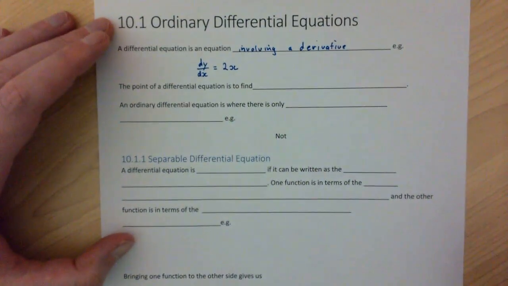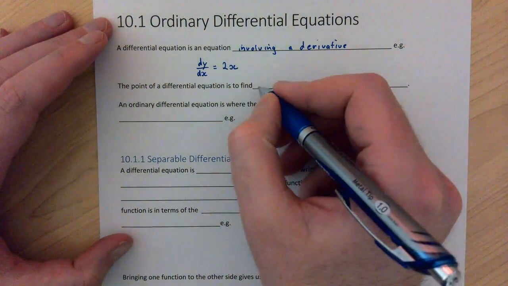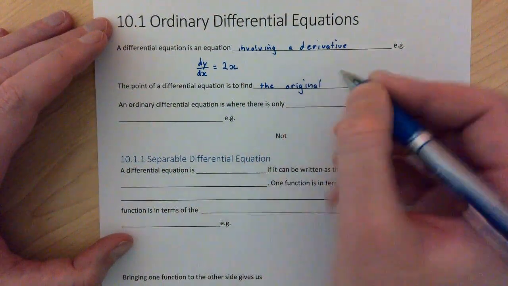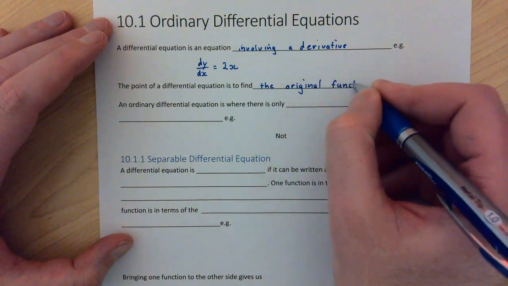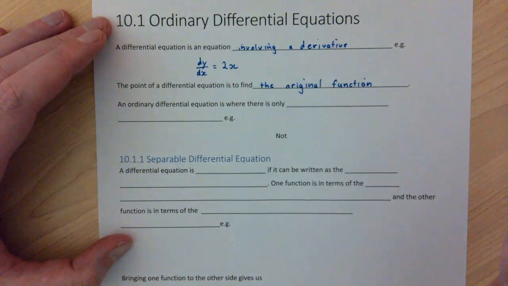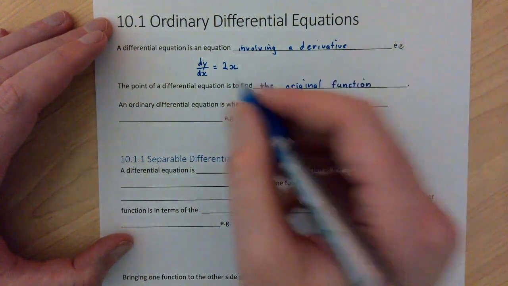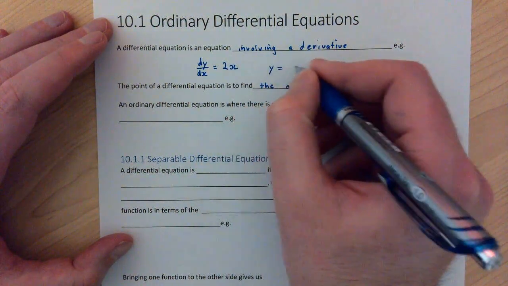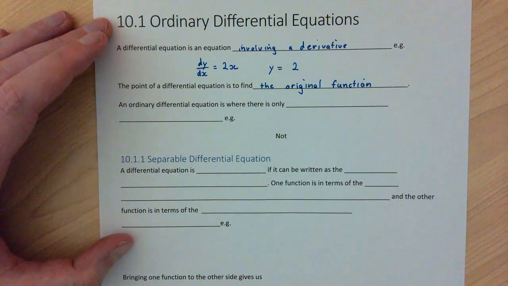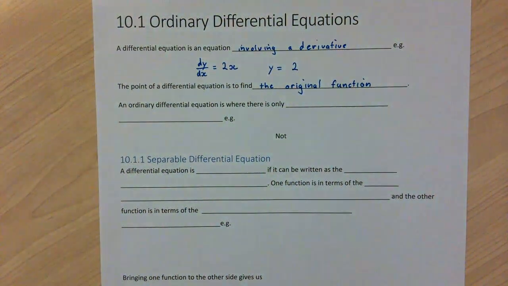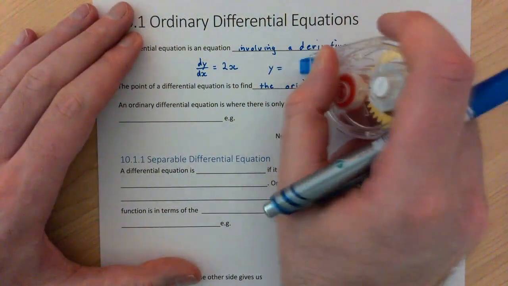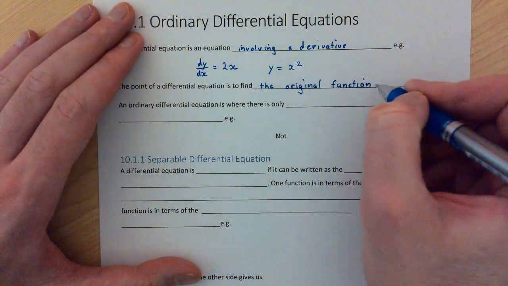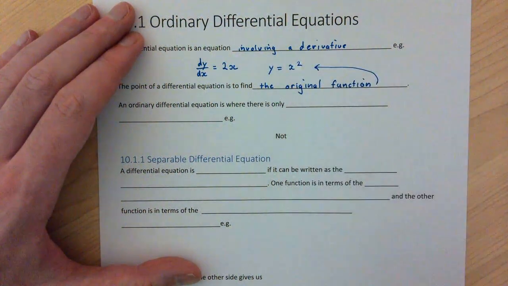Now the point with a differential equation is to find the original function. So I've got the derivative, so what is my original function? And so you can see that integration is a very important part of differential equations. So if I said that dy dx is equal to 2x, then my original function would be y equals x squared. I've made a mistake there, there'll be no 2 out the front, but rather it will be x squared. So that's the point of a differential equation.